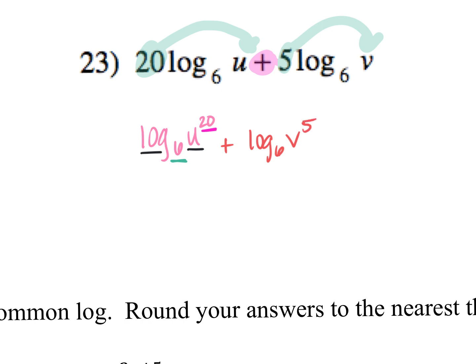We're going to add to that what? Beautiful. Now, I need to combine 2 logs to 1. If I've got addition, how am I going to do that? Multiply. We got log base 6 of u to the 20th times v to the 5th. Done. That's what I said. Order of operations. Yep, that's fair.